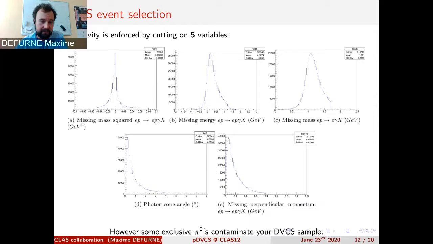We have another exclusivity variable, on the bottom left, called cone angle, which is in fact the angle between the real photon that you have detected and the expected proton when you look at the scattered electron and the recoil proton that you have detected. And finally, you can also look at the missing transverse momentum of the reaction ep gives epγX. I will explain it a bit later, but even if you cut on all these variables, there will still be some irreducible pi zeros contaminating your DVCS sample.